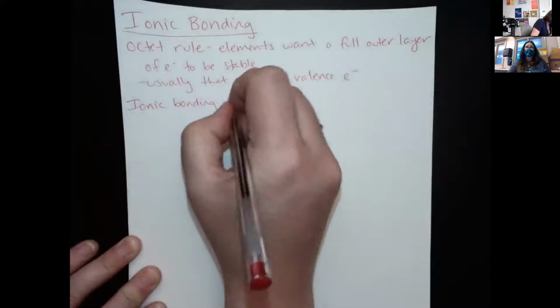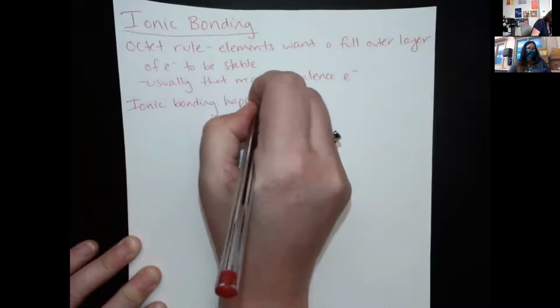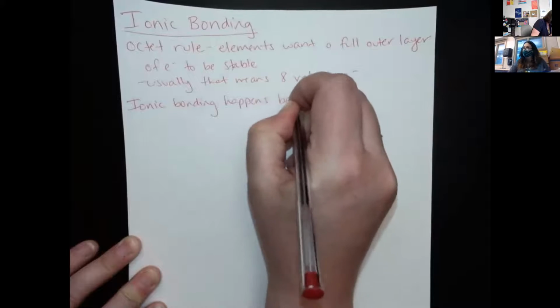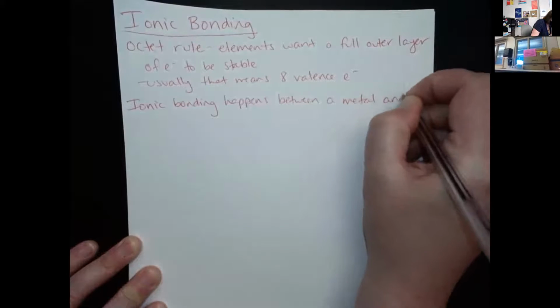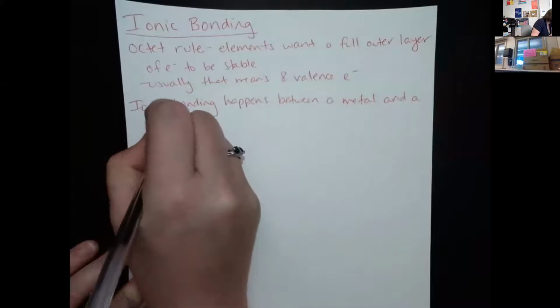So ionic bonding happens between a metal and a non-metal.